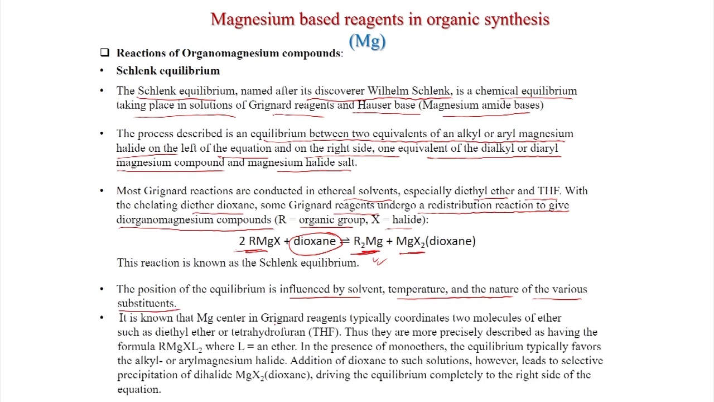Also, it is known that magnesium-centered Grignard reagents typically coordinate two molecules of ether such as diethyl ether or tetrahydrofuran, this we have seen. Thus, they are more precisely described as having the formula RMgXL2, where L is equal to an ether. In the presence of monoethers, the equilibrium typically favors the alkyl or aryl magnesium halide. Now, addition of dioxane, which is a diether, however, leads to selective precipitation of the dihalide MgX2(dioxane), driving the equilibrium completely to the right side of the equation. So, if you use a monoether like diethyl ether or tetrahydrofuran, then you get this RMgX. On the other hand, when a diether like dioxane is used, then you get R2Mg. So, the equilibrium is on the right side.